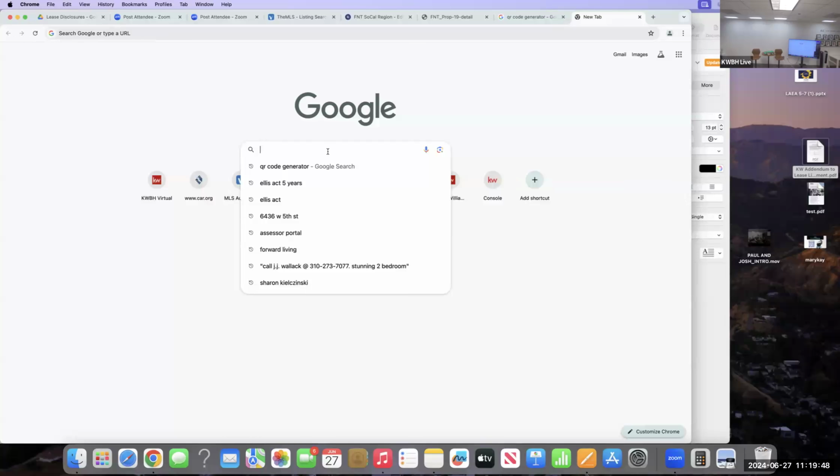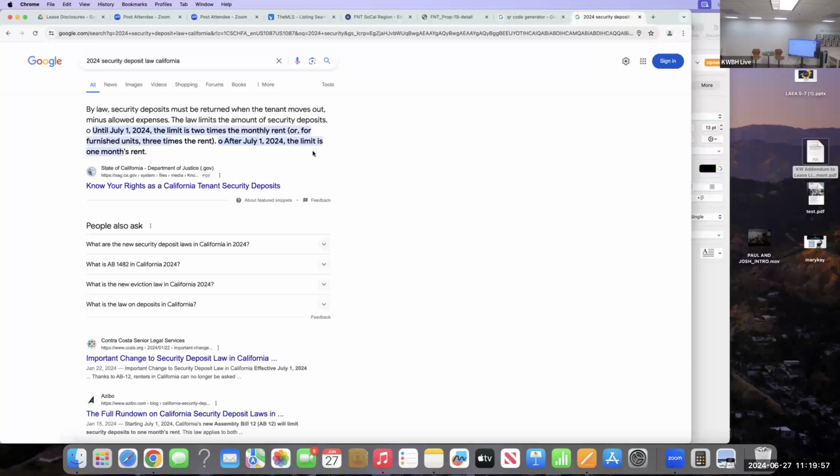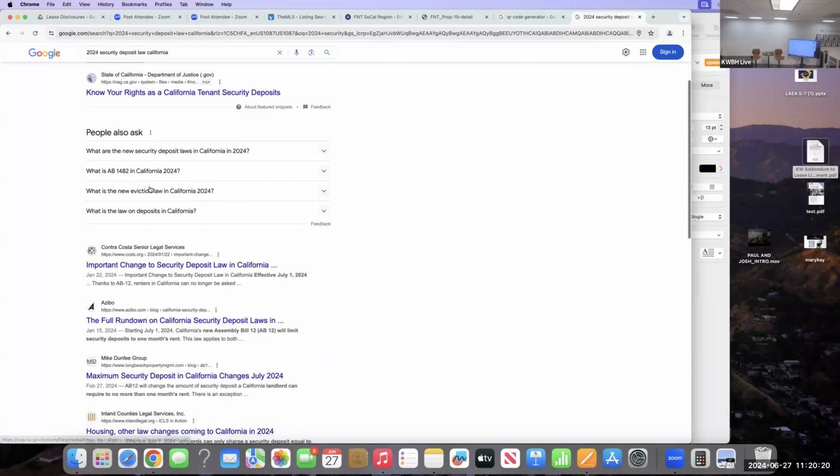I'm gonna Google 2024 security deposit, California. There we go. The law limits the amount of security deposits. Until July 1st, the limit is 2 times the monthly rent, or for furnished units 3 times. After July 1st, the limit is 1 month's rent. Now that's what everyone is looking at when they're looking at the law, but they're not digging into it. So we need to dig into it.